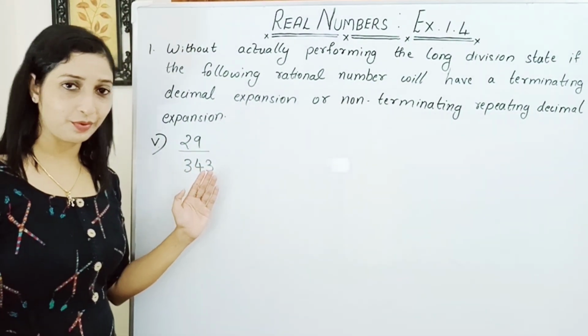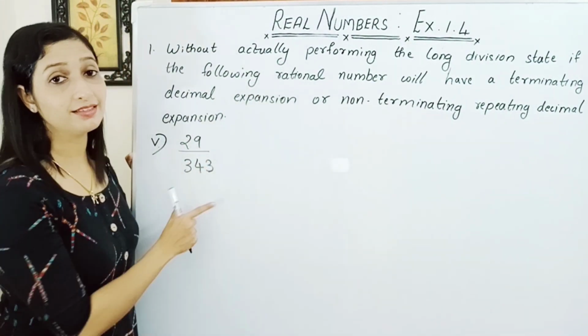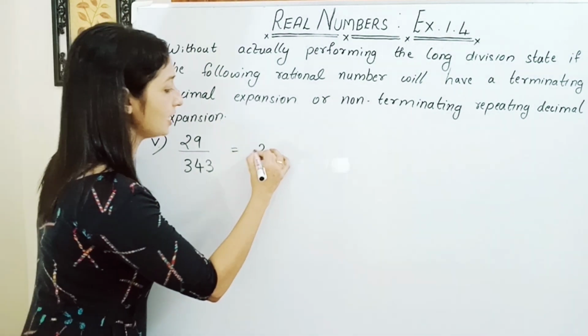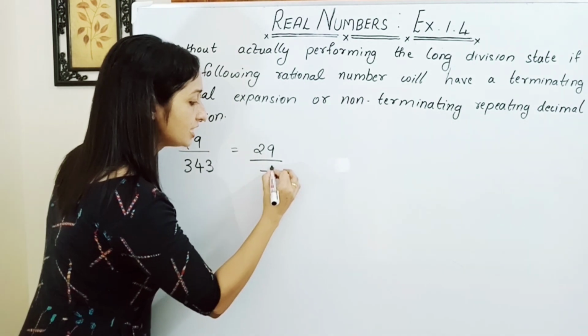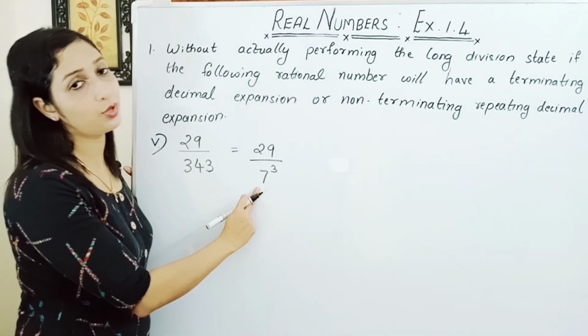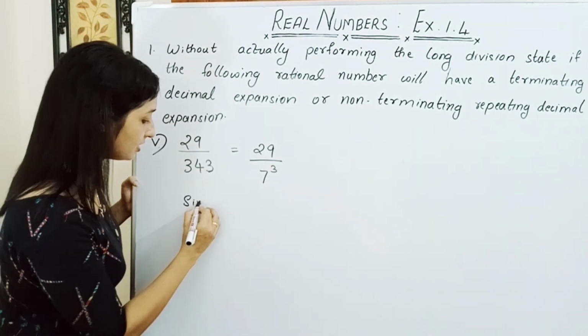Now this is our fifth question, 29 by 343. Now how can you write this 343 in terms of its prime factors? You can write it as 29 by 7 cube. Now this is not of the form 2 raised to n into 5 raised to m. So how do you write the answer?